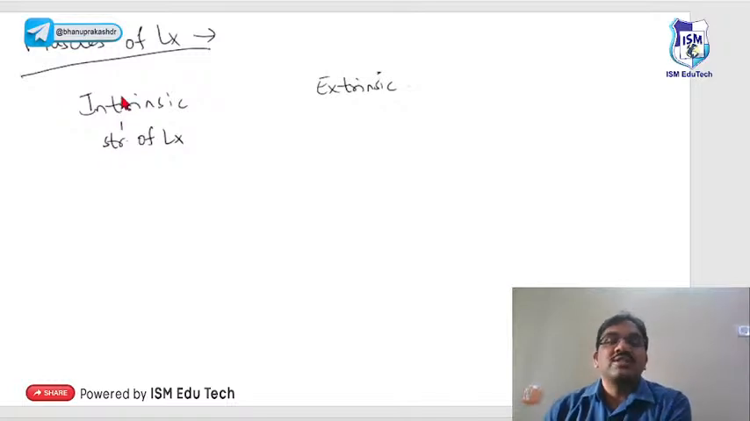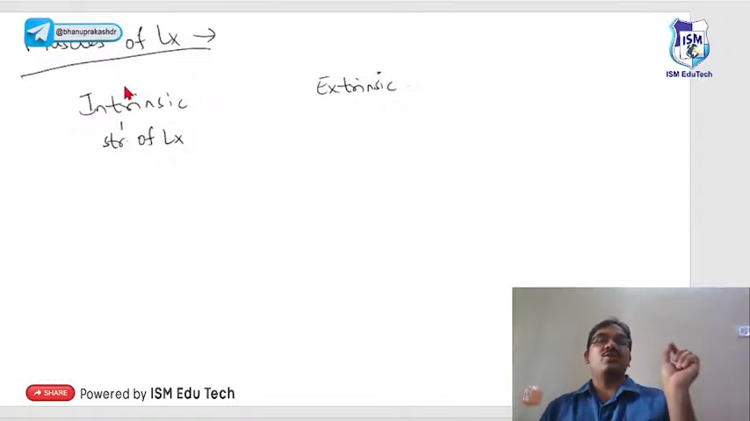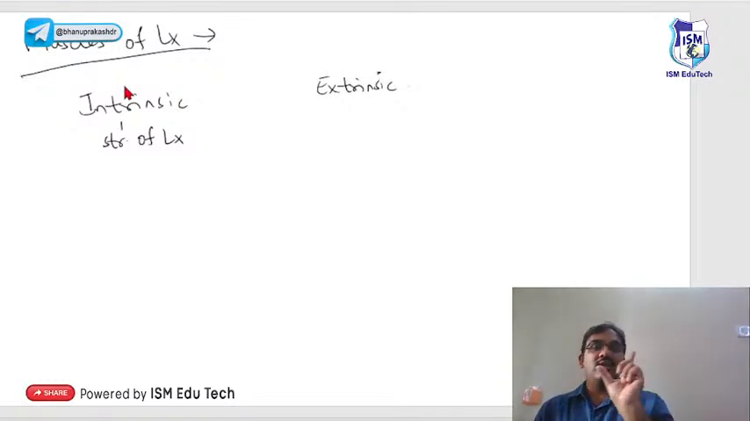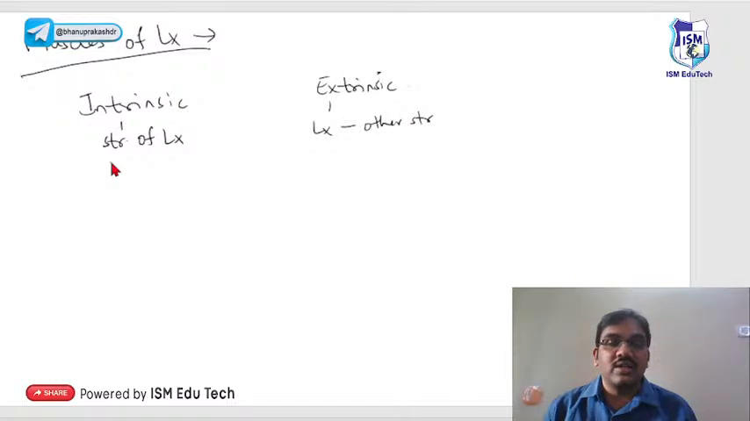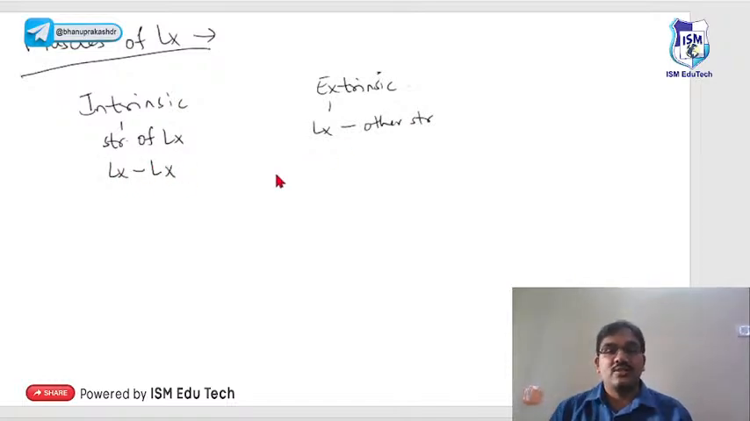A muscle connects, so it has an origin and an insertion. For intrinsic muscles, the origin and insertion will be between structures related to the larynx only. Whereas for extrinsic muscles, the origin or insertion, one will be from the laryngeal structure and the other will be an external structure other than the larynx. So these are external muscles of the larynx that connect the larynx to other structures. Hope the differentiation between intrinsic and extrinsic muscles of the larynx is clear.